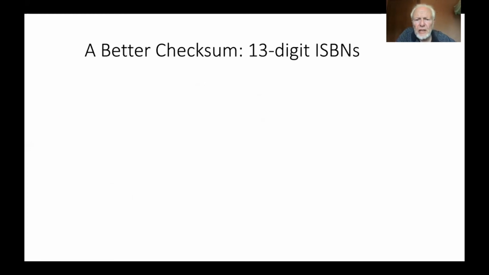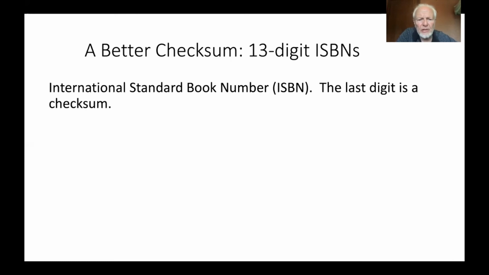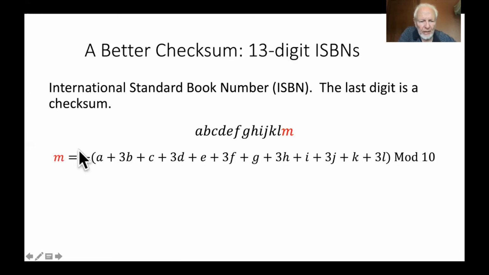So this is the checksum in the 13-digit ISBN. That's International Standard Book Number. If you look in the title page of a modern book, you'll find it's got a 13-digit ISBN, which identifies the book and the edition, I believe. And the last digit is a checksum again. So there are 12 information digits and a checksum, and the checksum is calculated this way.